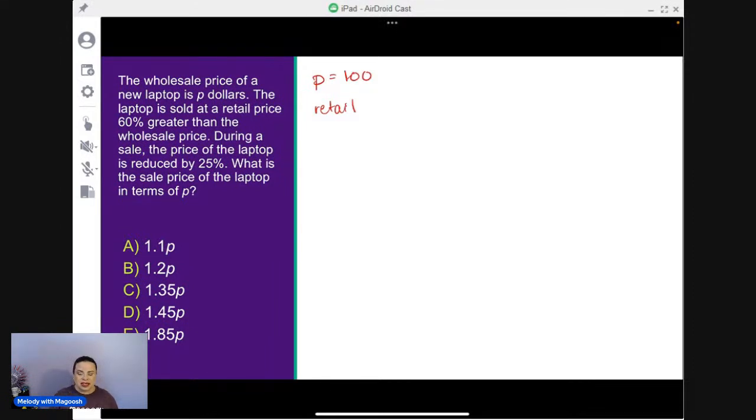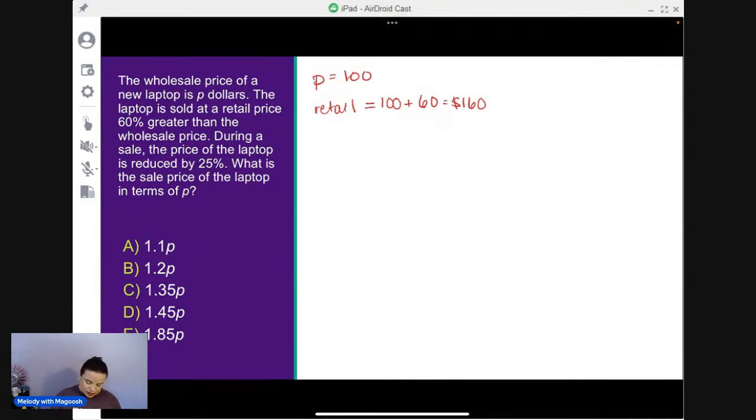Here's the beauty of picking an easy number. What is 60% more than 100? Well, 60% of 100 is 60. If we break 100 into 100 parts and take 60 of them, that's 60. So if it's going to be 60% greater, that means we're going to have the original price, 100, plus a $60 increase. $160 is the retail price.